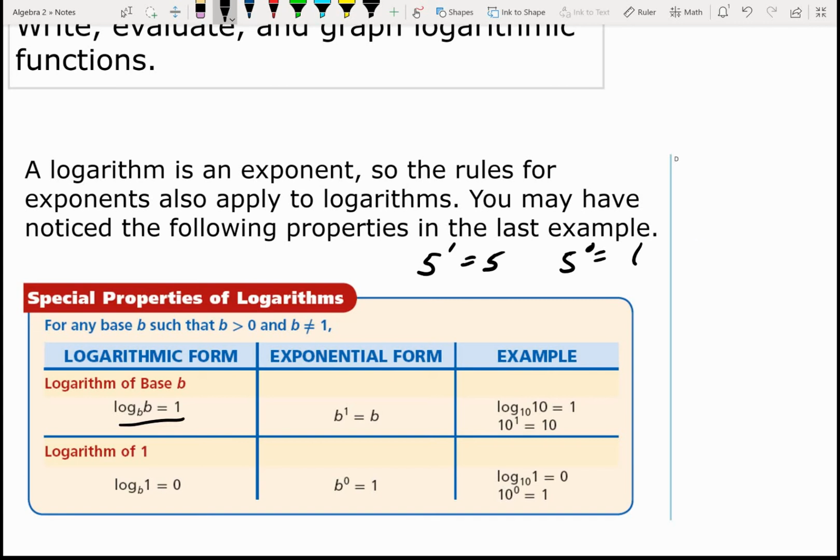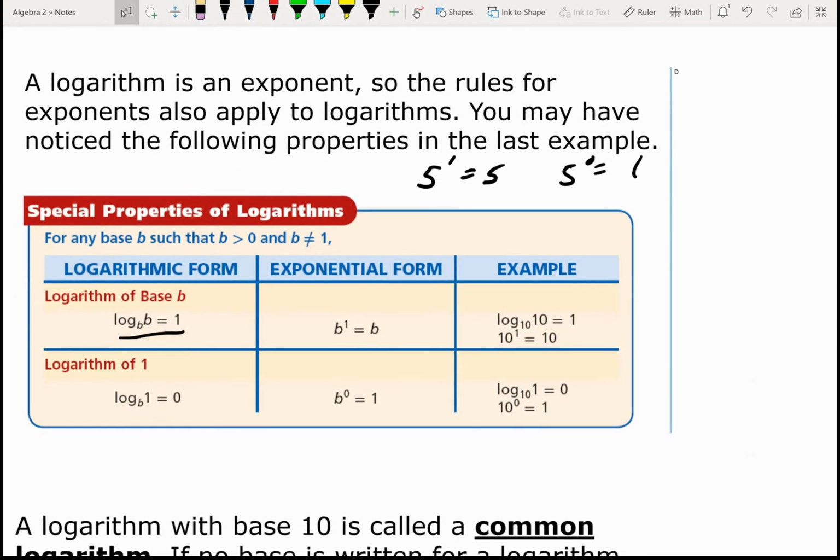So for example, they give us log base 10 of 10. Well, why? Because 10 raised to the log base 10 of 10 equals 1. Why? Because 10 raised to the first is equal to 10. Again, a consequence of exponents.